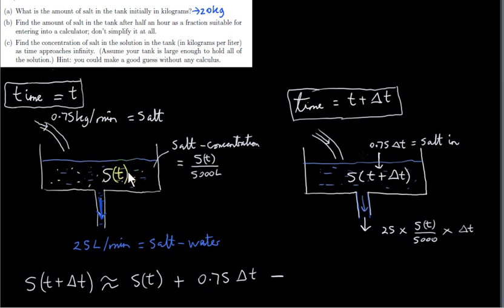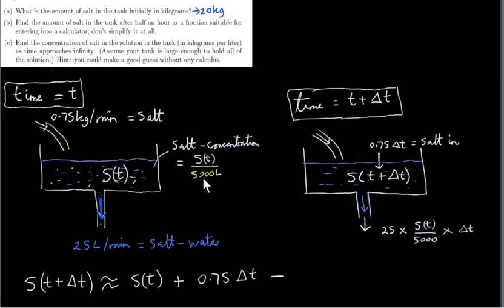Let's look at the salt concentration in the tank at the instant when the time is equal to t. Well, that's the amount of salt in the tank, which is S at time t, divided by the volume of the tank. Remember that the salt is uniformly distributed through the salt water because the solution is mixed.